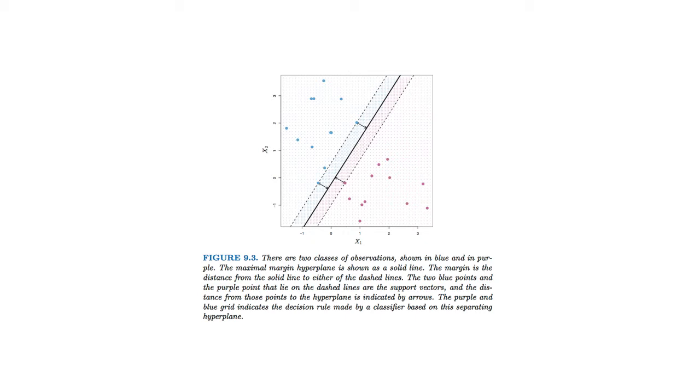Here's a maximal margin hyperplane, the black diagonal line, along with its support vectors, which are the dots indicated with arrows pointing to the hyperplane. And these vectors define the margin. This is the marginal area between the blue space and the purple space.